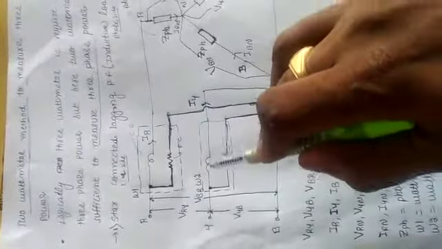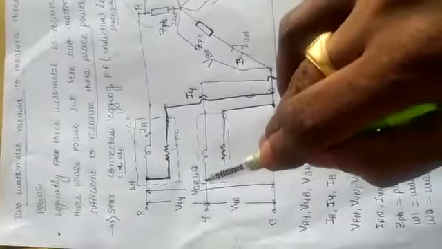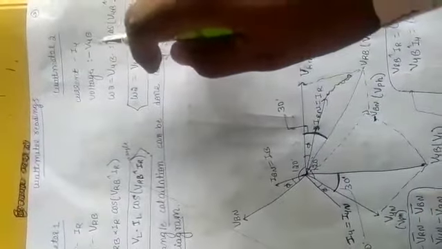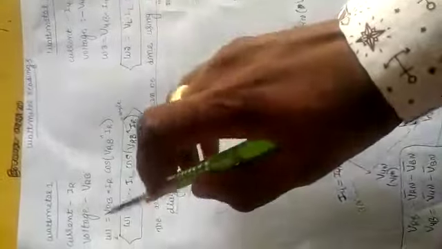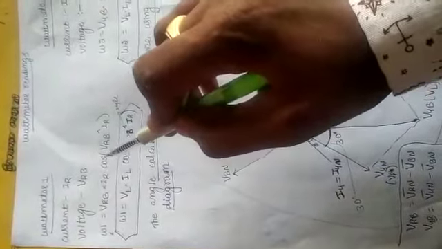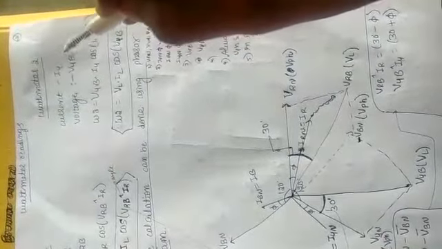Then if you come to wattmeter 2, the current sensed by this coil is IY. The voltage between these two points is VYB, so IY and VYB. Then the wattmeter 1 reading is nothing but VRB into IR cos of the angle between these two components. Here, it is VYB into IY cos of the angle between these two components.